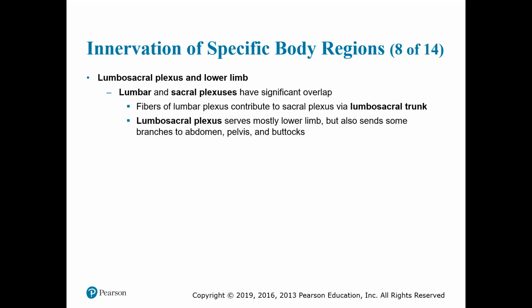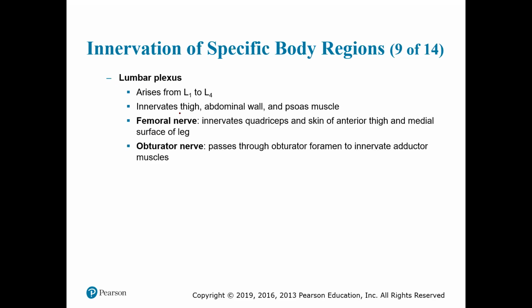Okay, lumbar plexus. Now we're talking about the lower limb. And I always put these together. I like to talk about the lumbar and sacral plexus together because they have some crossover. So there is some lower trunk innervation as well in the lumbar plexus. So this is L1 to L4. And the thigh, of course. And that's where the femoral nerve is. And that's for the quadriceps, the femoral nerve.